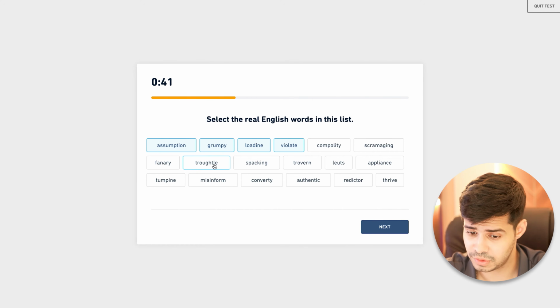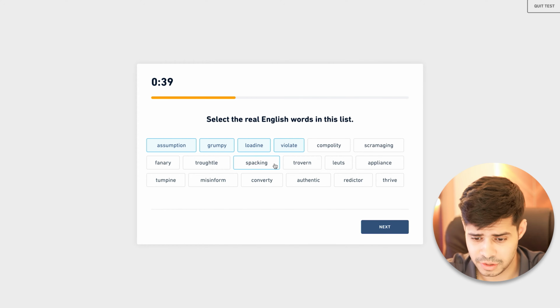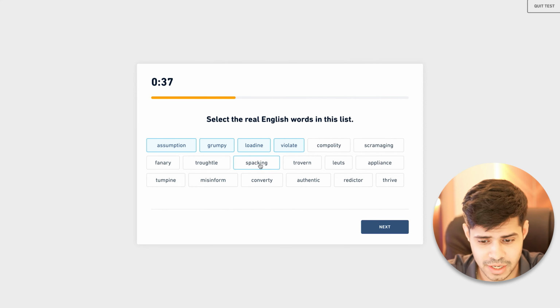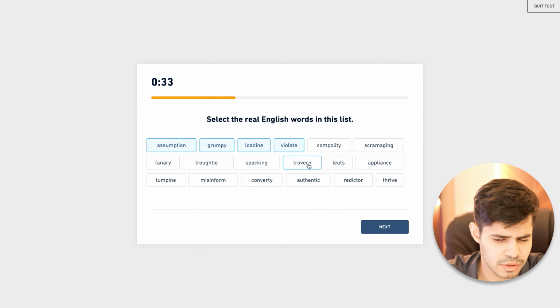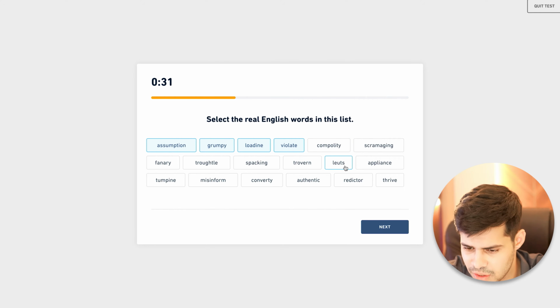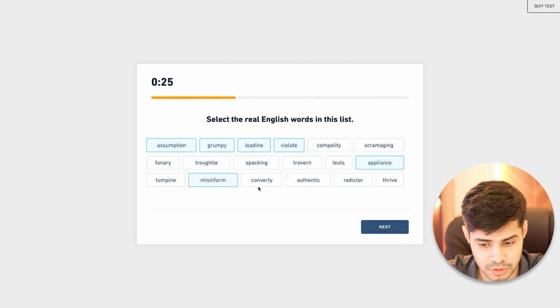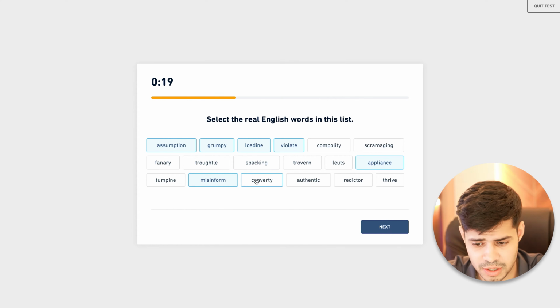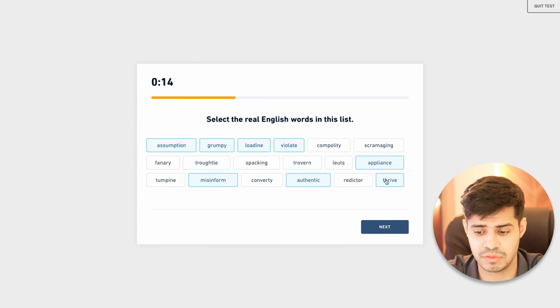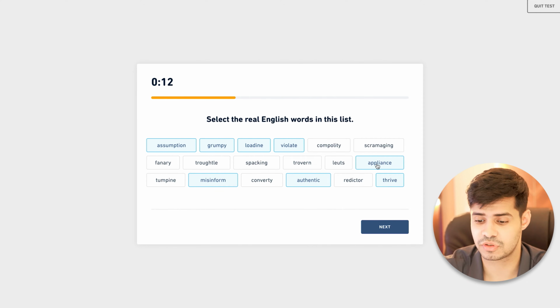Fannery, croftle, spacking. I don't think so. Trovern. I know tavern, but trovern, no. Lutes. Appliance. Appliance is a word. Tumpine. Misinform. Misinform is a word. Covertly would be a word. Coverty, I'm not sure. I don't think so. No. Authentic. Redictor. Thrive. So these are the ones that I personally know.